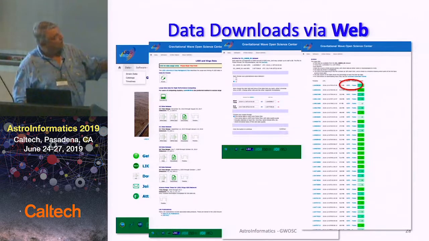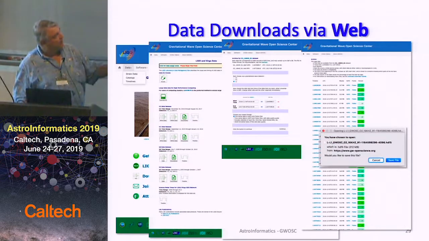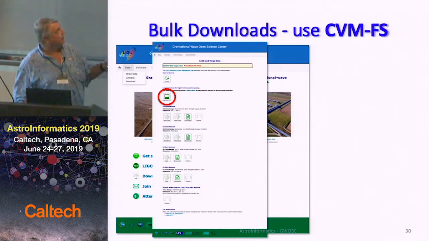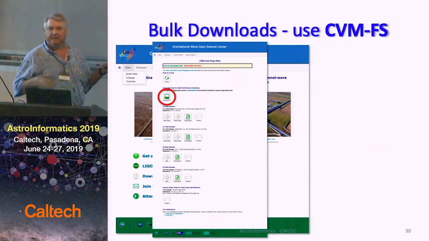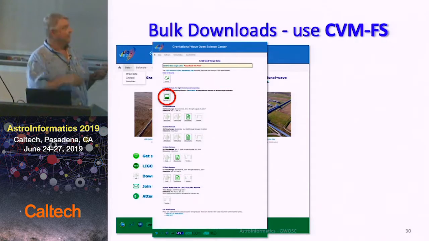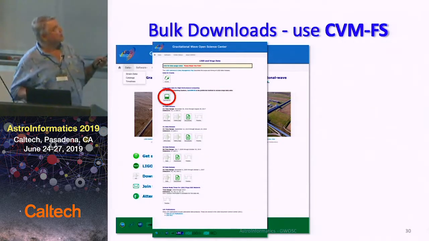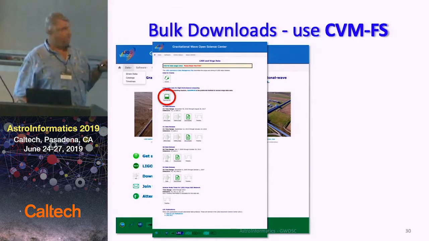You have a choice of selecting HDF5 or the frame format that I mentioned, and you click on that and you get to download it. But clicking on each one of these files, if you're interested in a lot of data, will be painful. Trust me. So we also use something called CERN VMFS to distribute the data in wholesale.